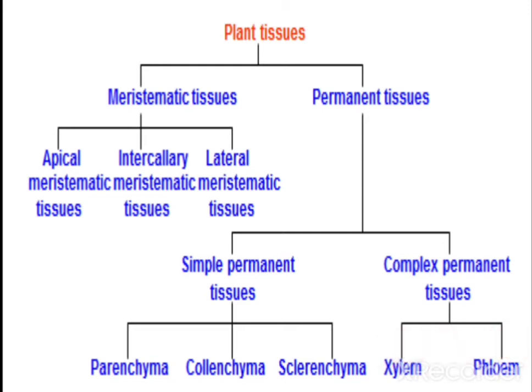So in this chapter mainly we are going to study each and everything in detail, then you will understand all. So you practice this flow diagram, children. It will help you in understanding the classification of plant tissues.